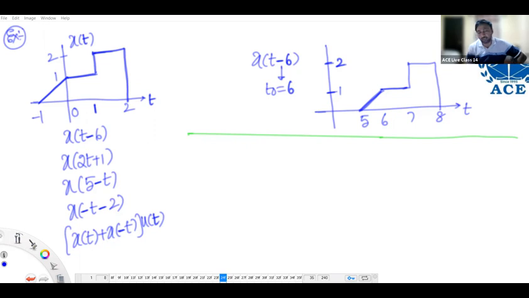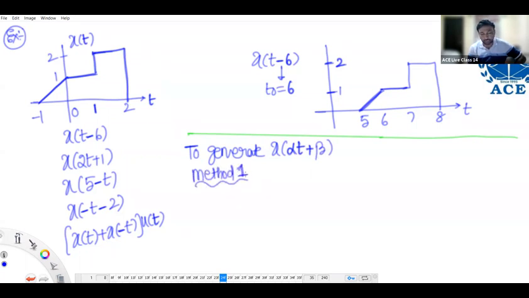Second bit includes both scaling and shifting. X of 2t plus 1 we want, sir. It includes both scaling and shifting. How to get it if it involves both operations? First scaling, then shifting we have to do, or first shifting, then scaling we have to do. Means both are valid methods. To generate x of alpha t plus beta form, there are two methods to answer it, sir.